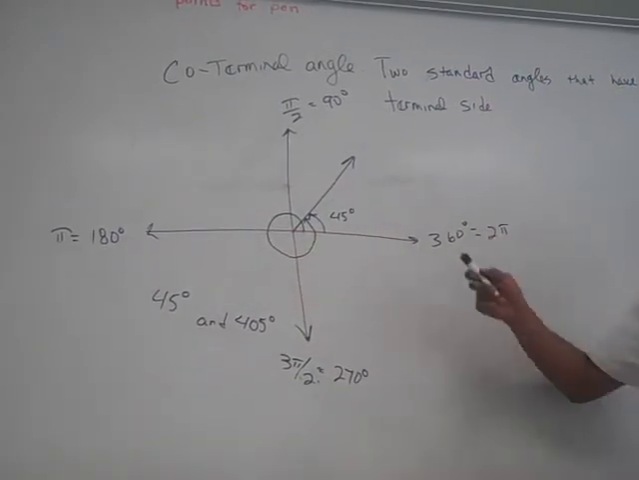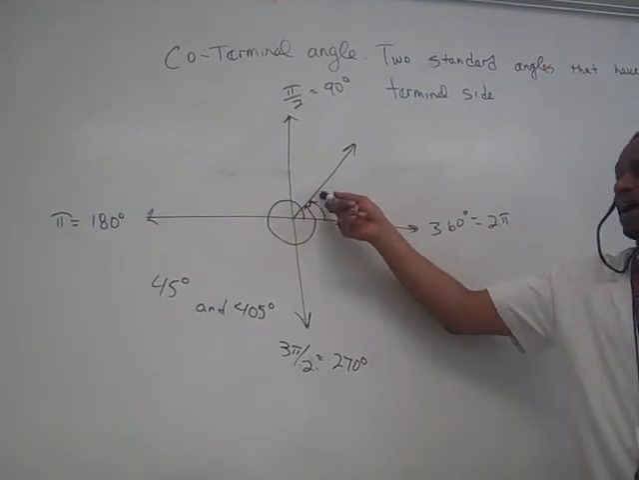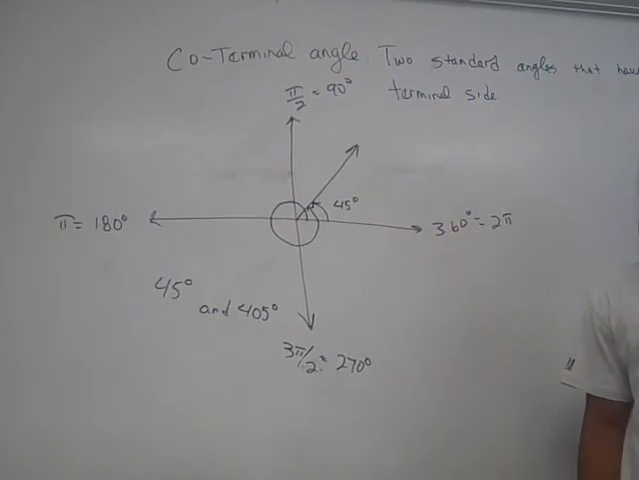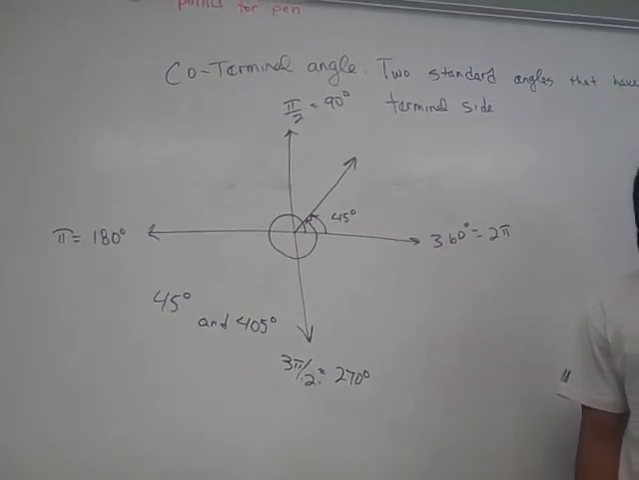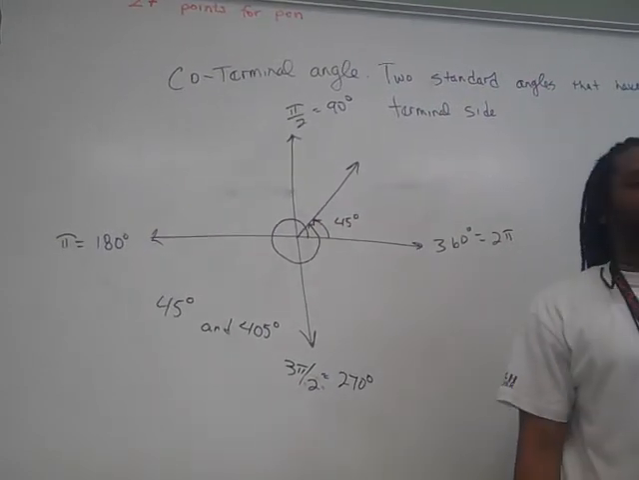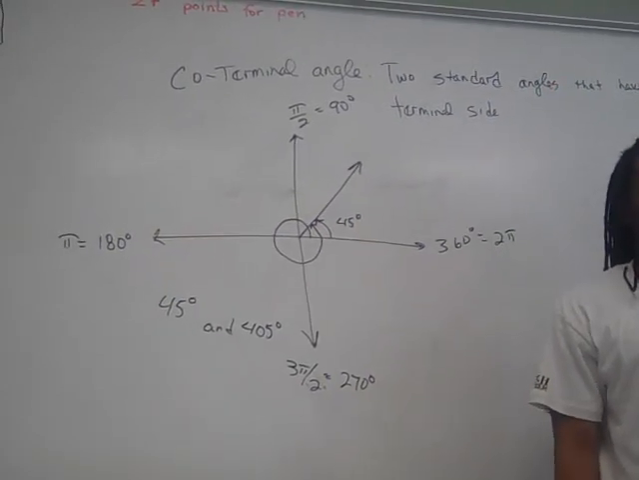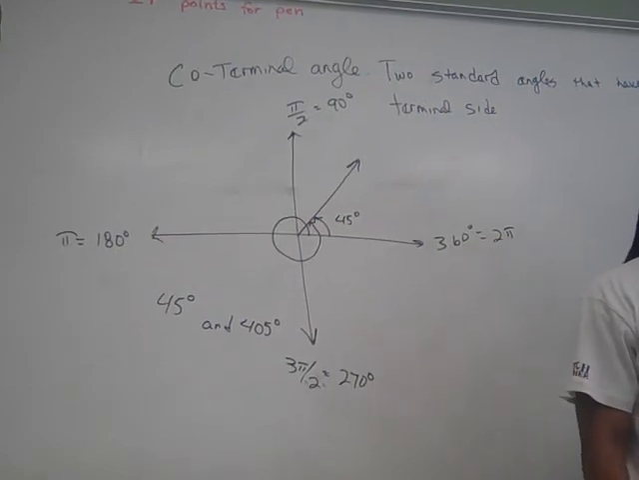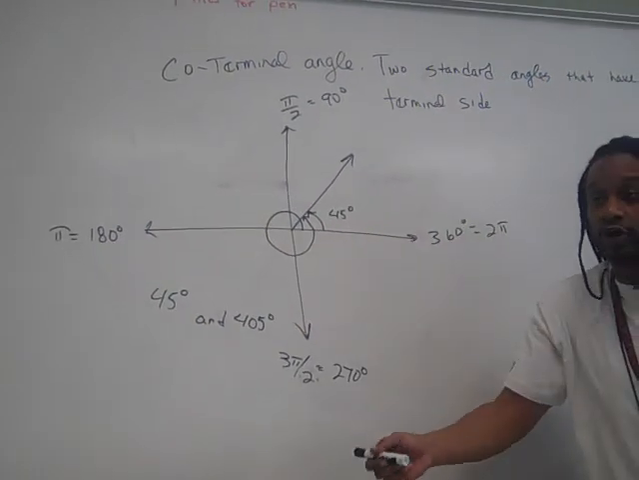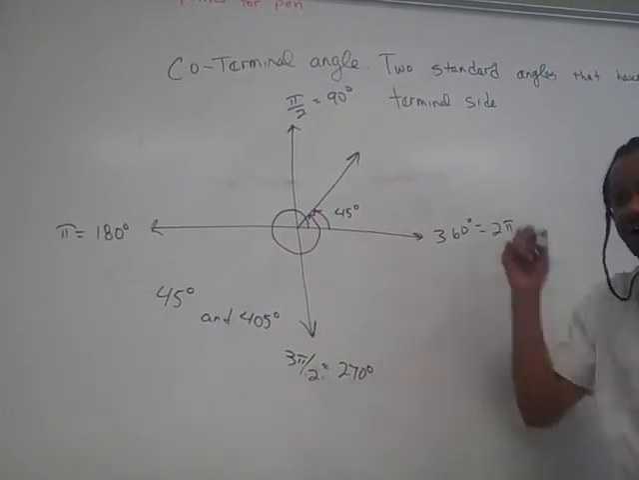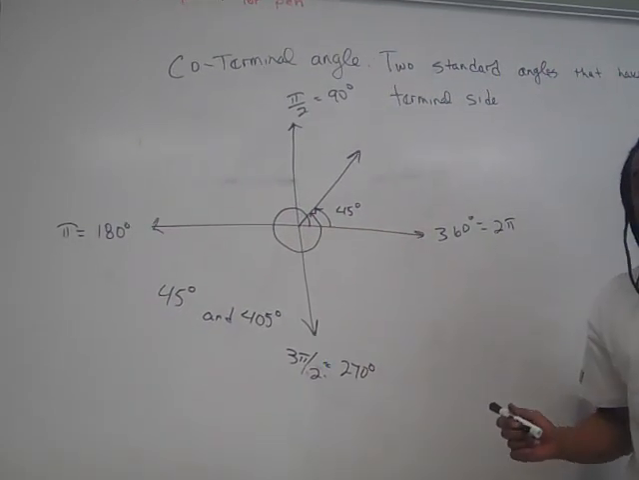So, how many times can I do 360 and still come back to this line? As many times as I want. So, how many coterminal angles can you have? Thank you. Because I can add 360 as many times as I want, or I can subtract 360 as many times as I want.